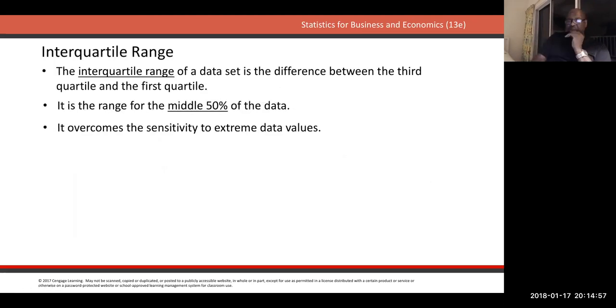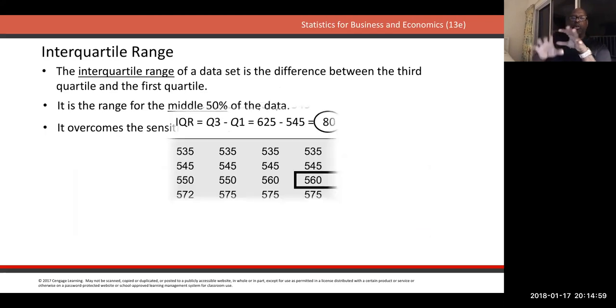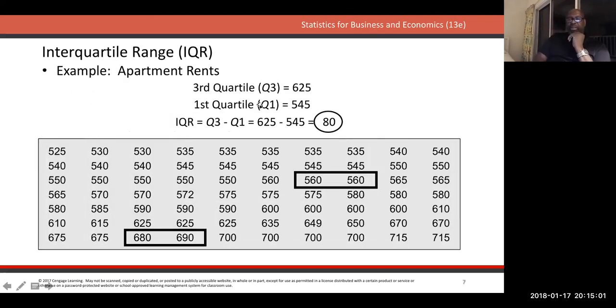Interquartile range is the range in the middle 50%. It overcomes the extreme data, so we first have to find Q3 and Q1. We know how to find those. When we compute that, it is 625 minus 545, and that is equal to 80. So in the middle 50%, the distance between the third quartile and the first quartile is $80 between those.